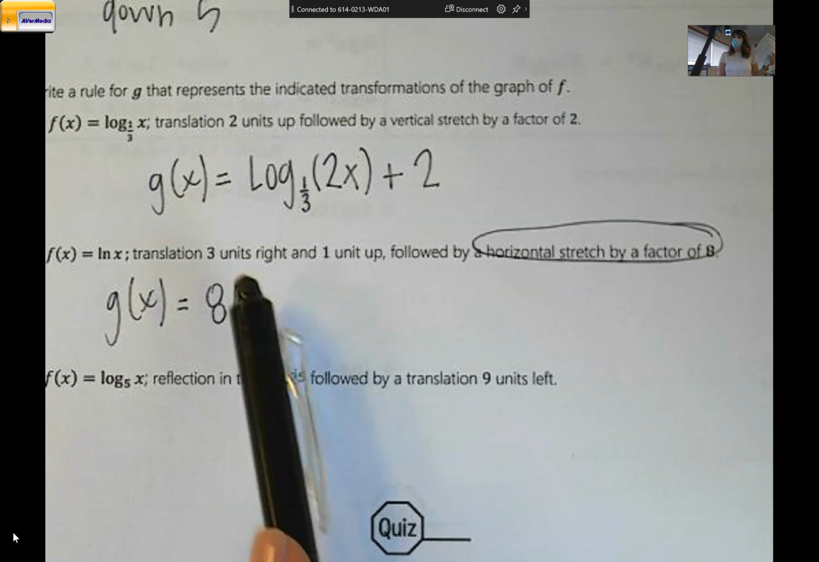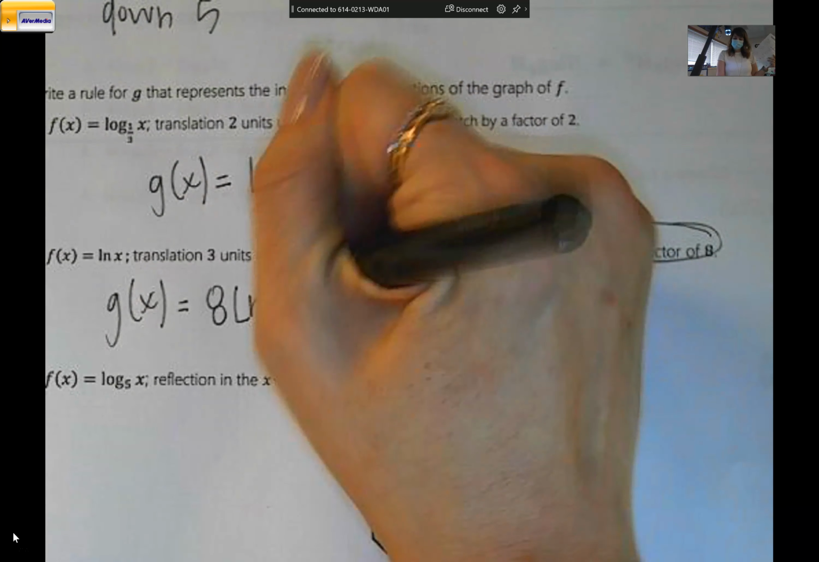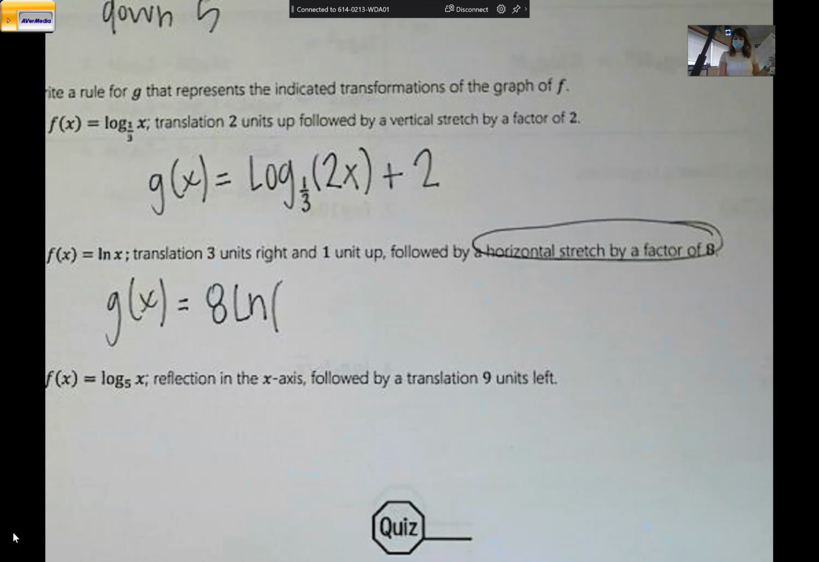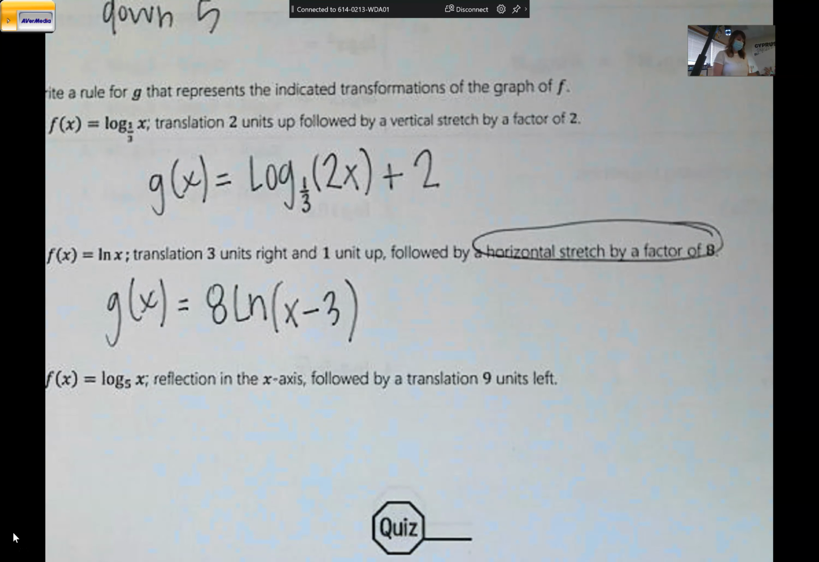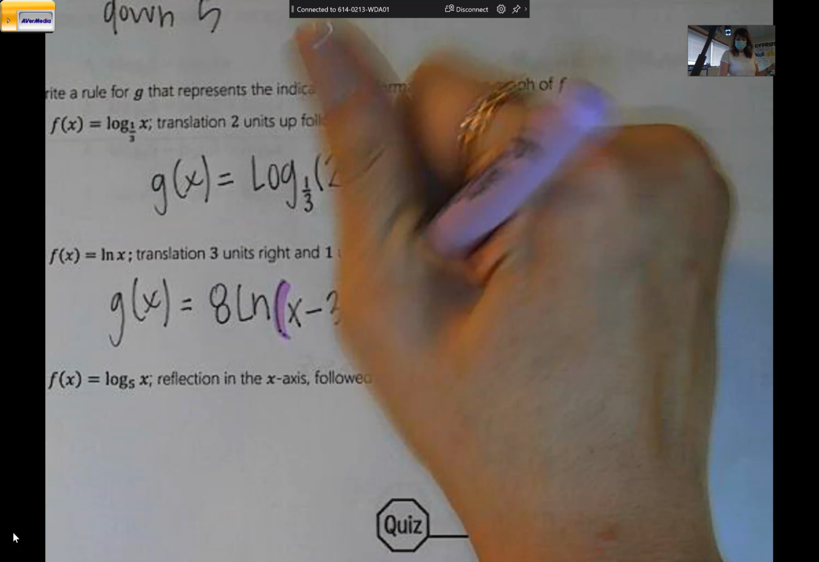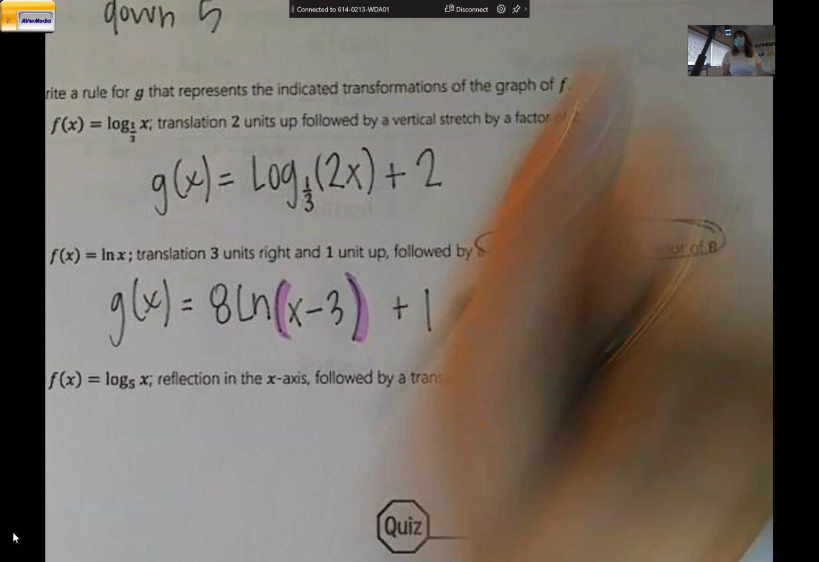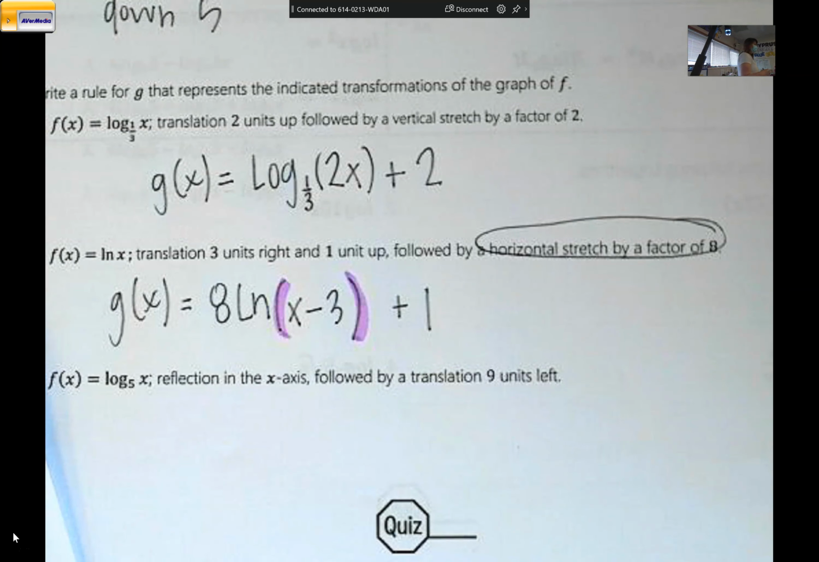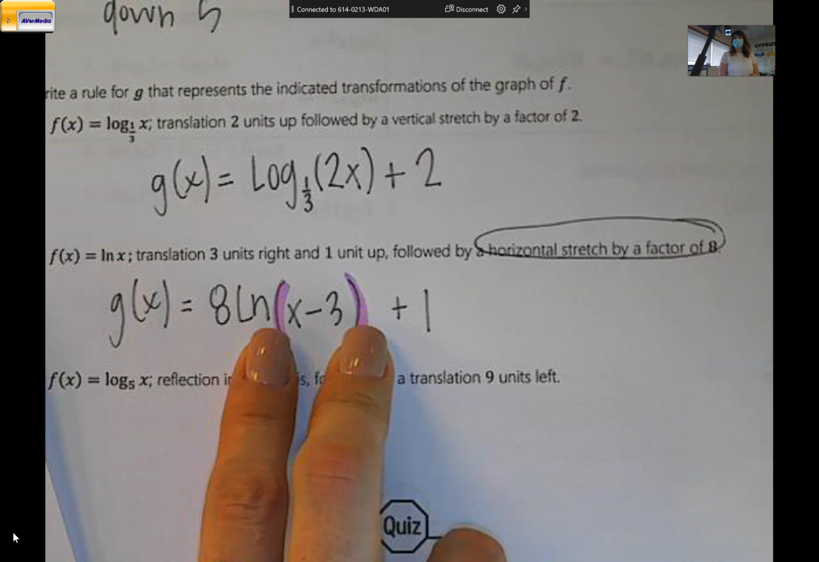Then it tells me I'm going to go 3 units right and 1 unit up. Okay, 3 units right is going to have to look like x minus 3, and you must have the parentheses. The parentheses are required in this one, because then they want you to shift up, and we need to know which one is the horizontal, which one is the vertical, and we only know that if you guys put parentheses.